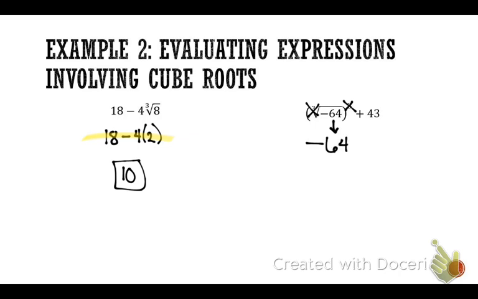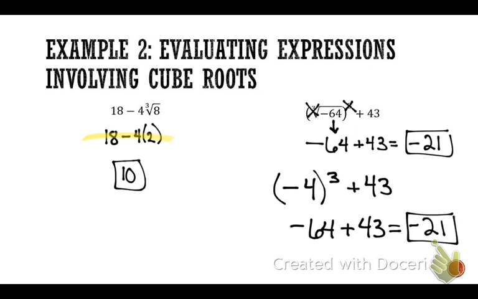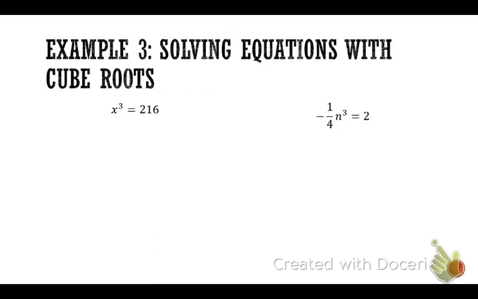And guys, now you just bring down the negative 64. Negative 64 plus 43 equals what? Negative 21. Okay? Negative 21. Now, if you didn't catch the little x's, the second way you could have written that is negative 4 to the third power plus 43, which is negative 64 plus 43, which still equals negative 21. All right, that's the other way that would have been okay. All right, that's example 2.